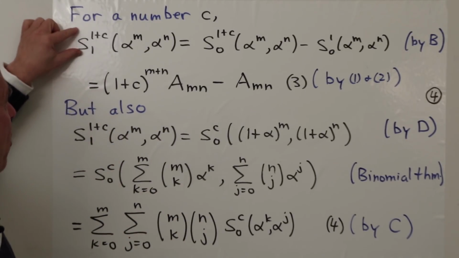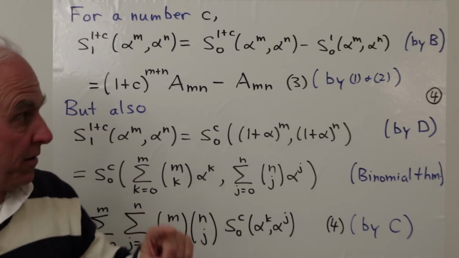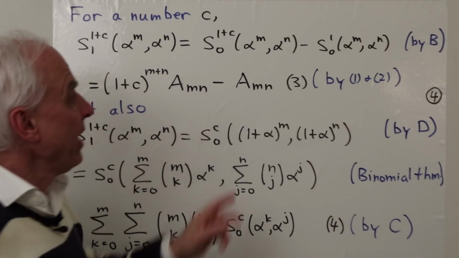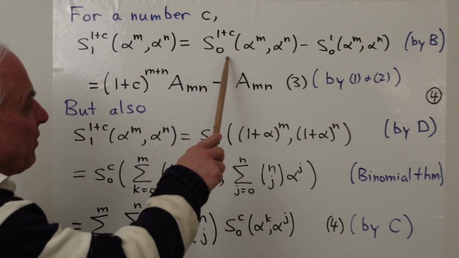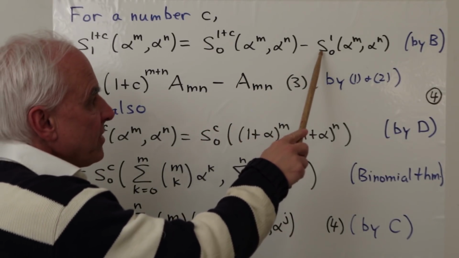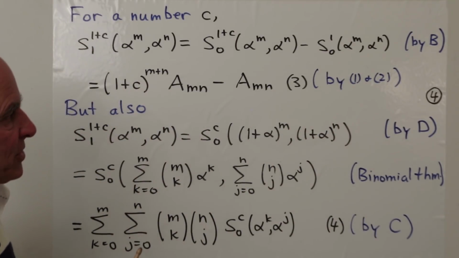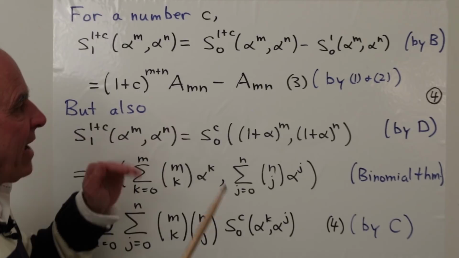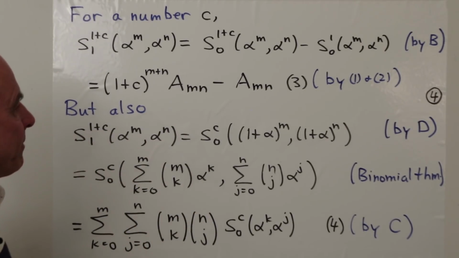Okay, so what do we know about this thing? We know that this can be written by additivity, by the property B, as a linear combination here. It can be written as the signed area from 0 to 1 plus c of the same thing minus the signed area from 0 to 1 of the same thing. So we're using exactly the additivity property and just sort of rearranging it.